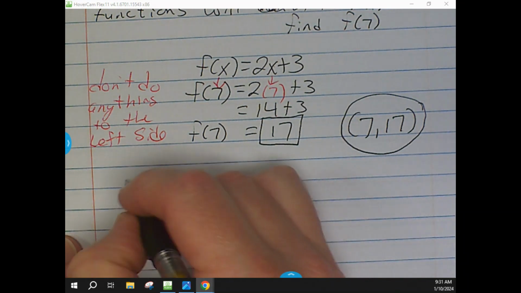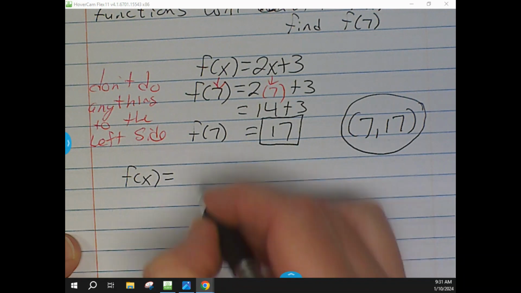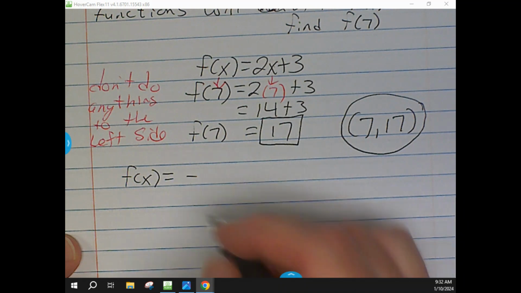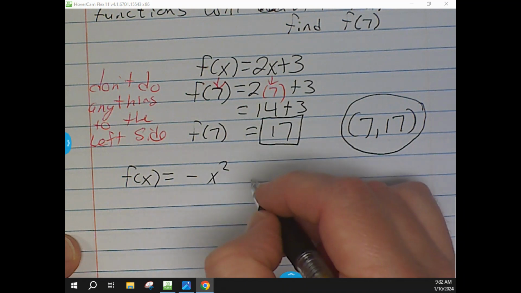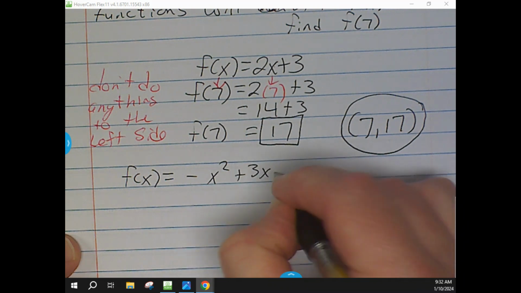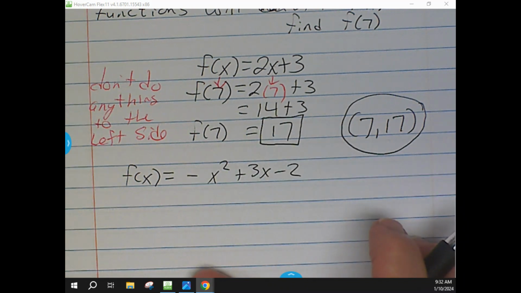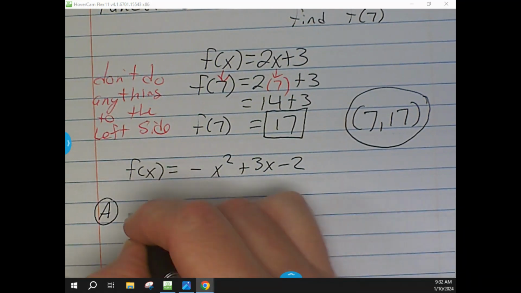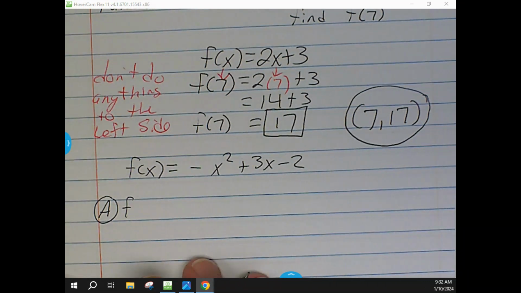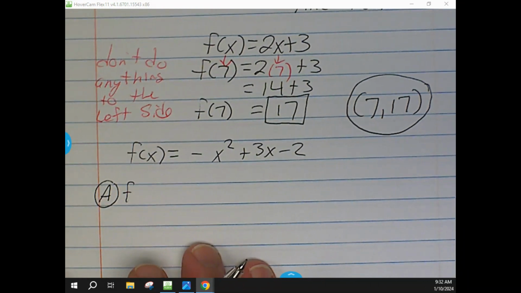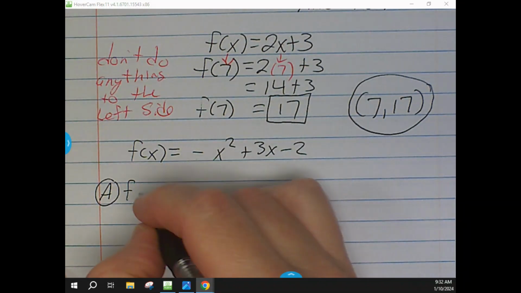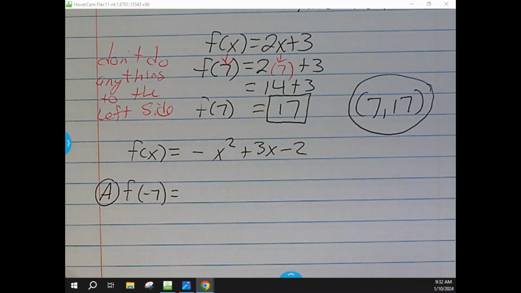All right, so a couple more things, then we'll wrap this up. We're going to give you one equation, f of x equals negative x squared plus 3x minus 2. And we're going to have an A and B part. Now, part A, you're going to find f of negative 7.